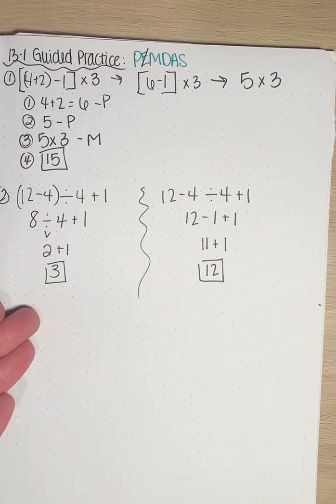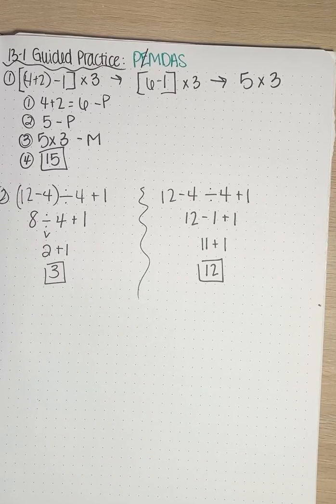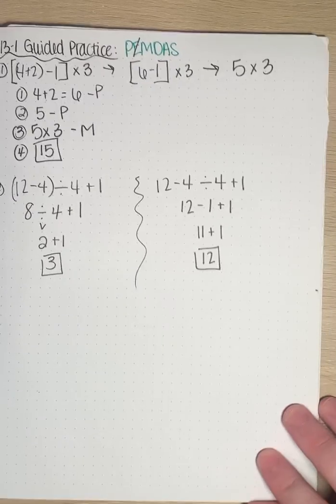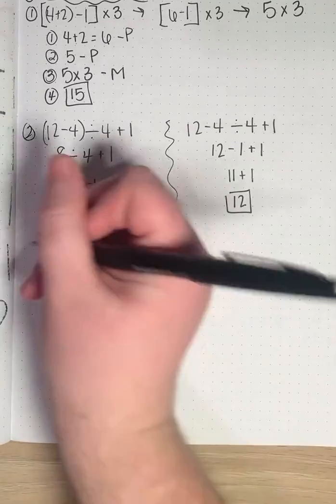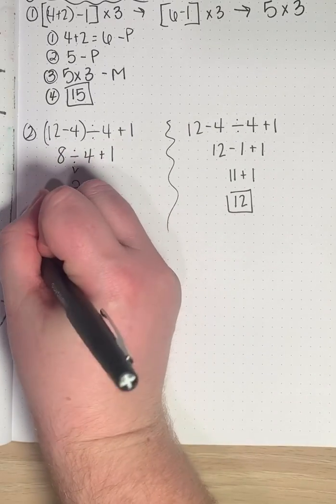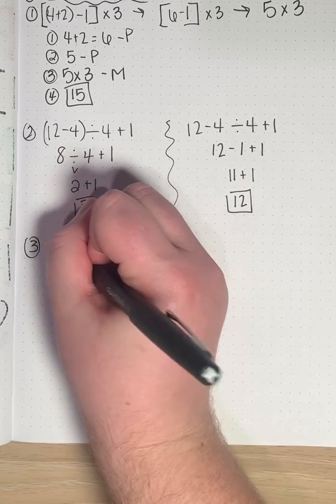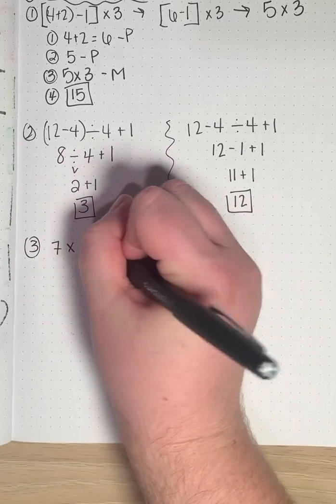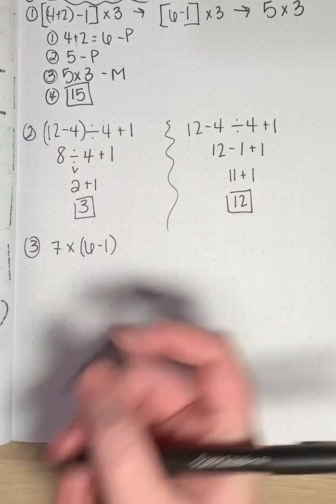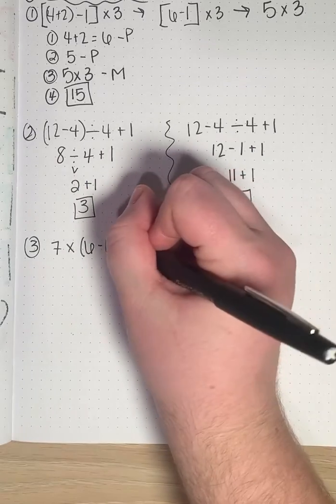So 3 and 12 are for sure not the same number. So it does change my answer whether I have parentheses or not. Okay. All right. So number 3, we are just going to solve. So I have x times 6 minus 1. 6 minus 1 is inside parentheses. And then I have brackets plus 100.